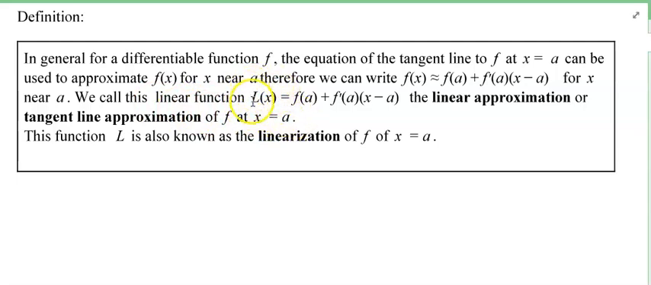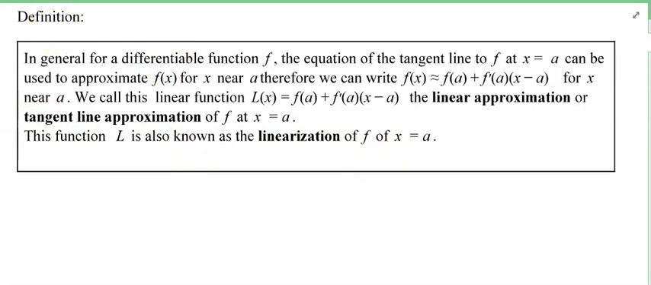We give it a letter, capital L. L of x is equal to f of a plus f prime of a times x minus a. We call it the linear approximation or the tangent line approximation of f at x equals a. This function L is also known as the linearization of f at x equals a. So we are linearizing a function, trying to make a curve take on the values of a line at a nearby point, okay?